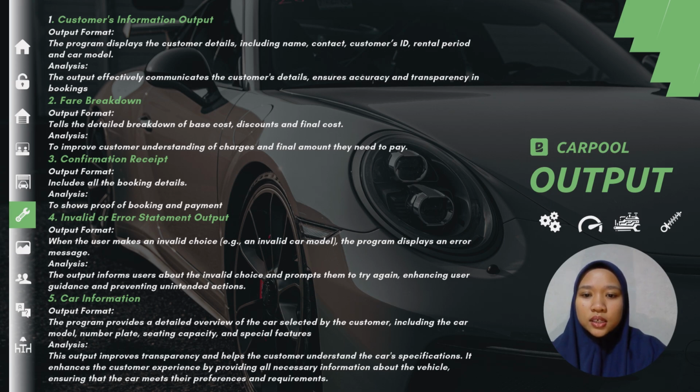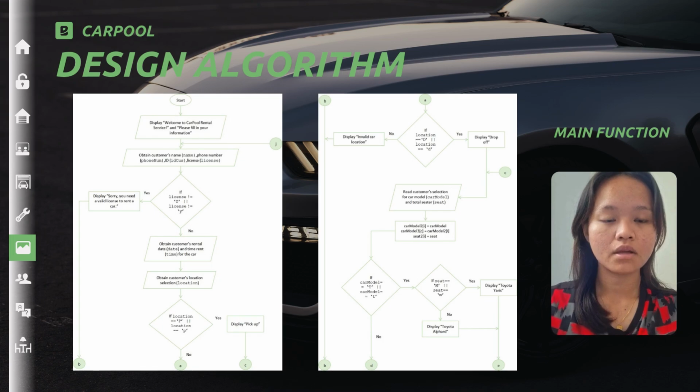The program provides a detailed overview of the car selected by the customers, including the car model, number plate, seating capacity, and special features. The output improves transparency and helps the customer understand the car specification. It enhances the customer's experience by providing all necessary information about the vehicle, ensuring that the car meets their preference and requirements.